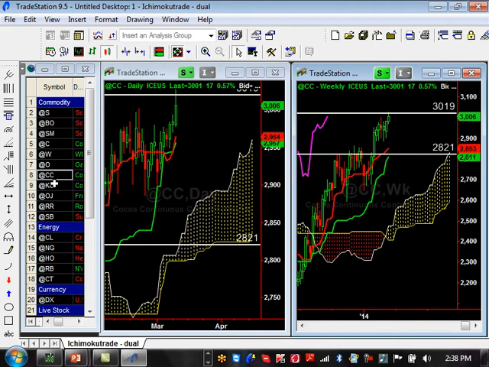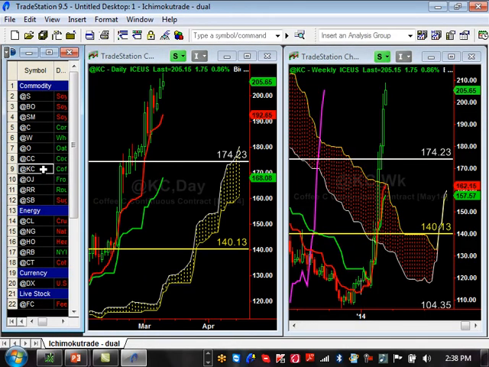The major pullback level, support level, is going to be 28 to 21. That has to hold in order for this to still continue to go up and not go for a major pullback. Coffee, which is the most interesting one here.